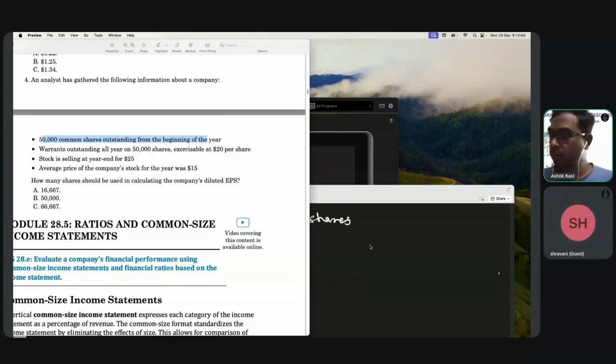This is anti-dilutive. This one is also because the average price is lower than the exercise price. So it will be 50,000 only. You may check the answer also. Yes, sir. 50,000.